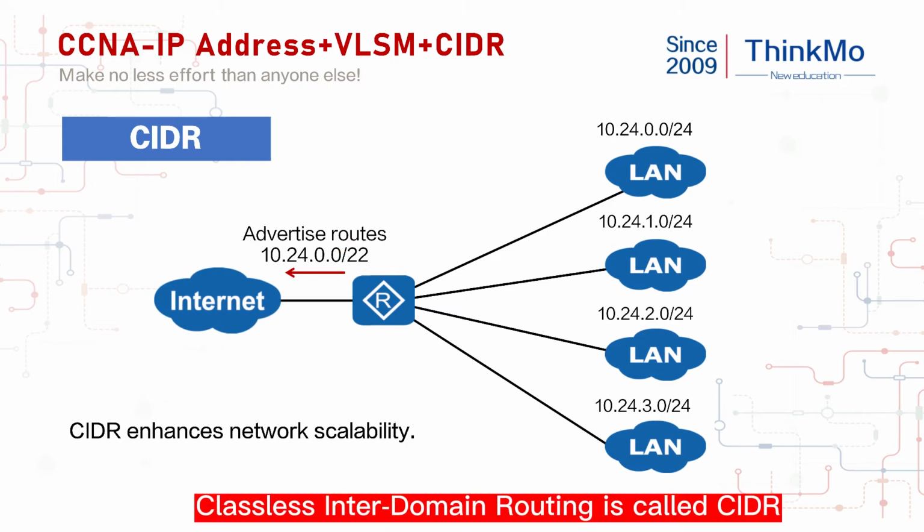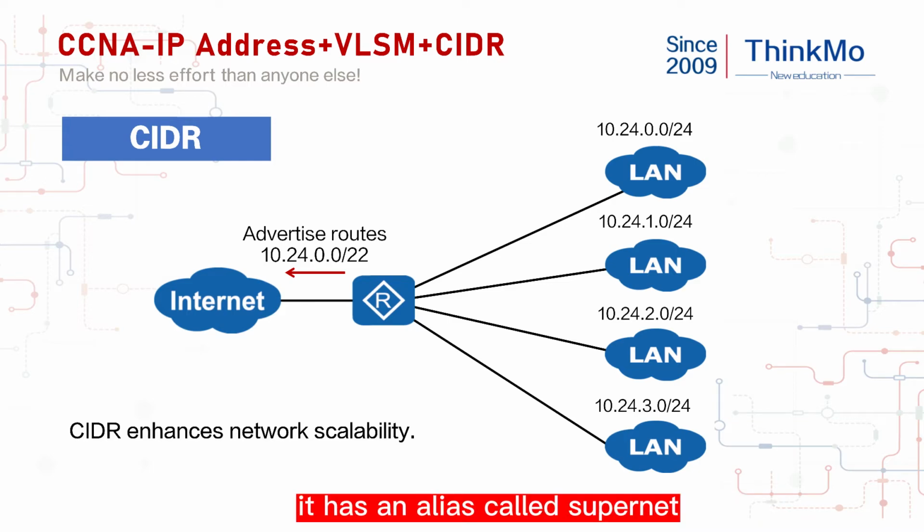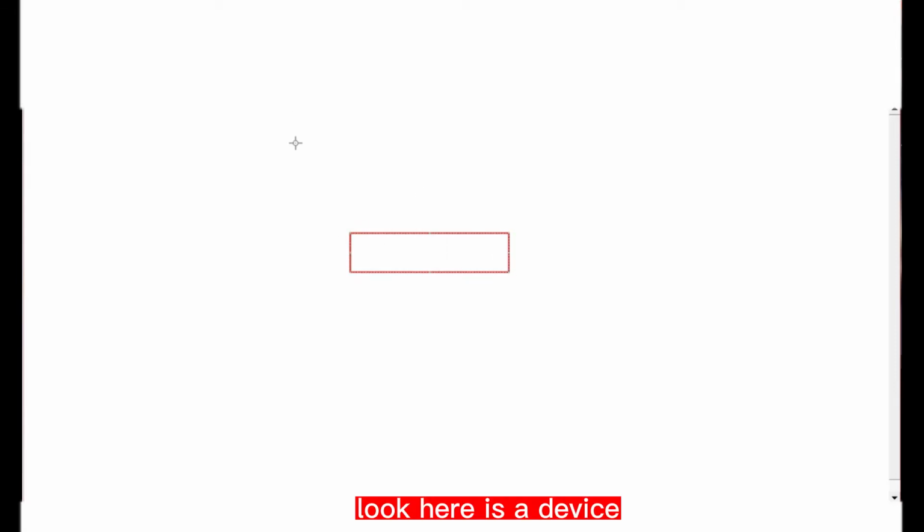Classless Inter-Domain Routing is called CIDR. It has an alias called supernet. What exactly does it mean? I'll draw a picture to explain. We now do subnetting. Look, here is a device. In this device, I now segment the network.